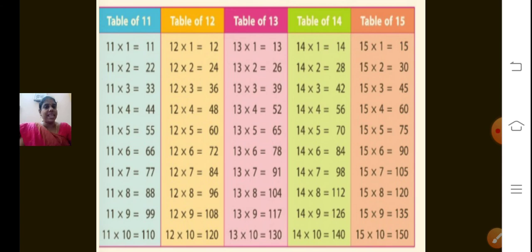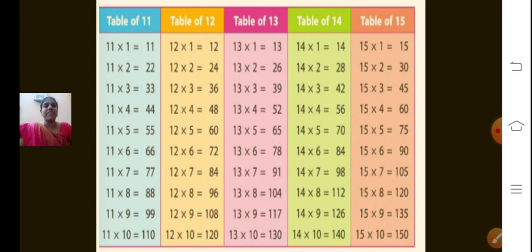11 ones are 11. Repeat after me, children. 11 ones are 11. 11 twos are 22. 11 threes are 33. 11 fours are 44. 11 fives are 55. 11 sixes are 66. 11 sevens are 77. 11 eights are 88. 11 nines are 99. 11 tens are 110.